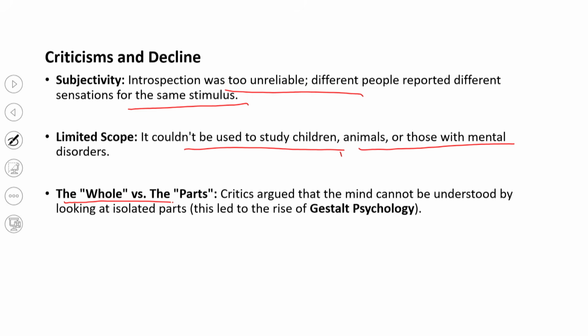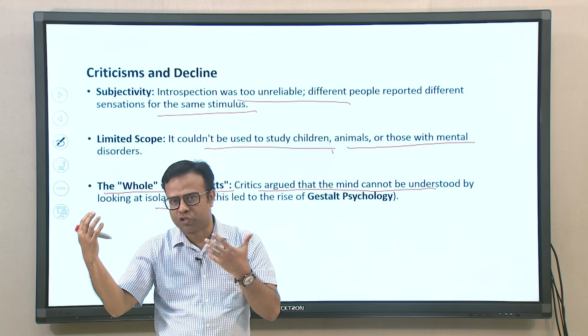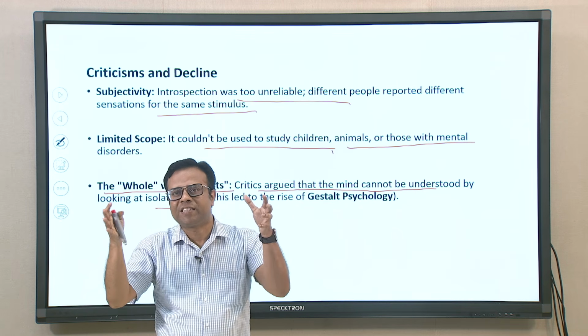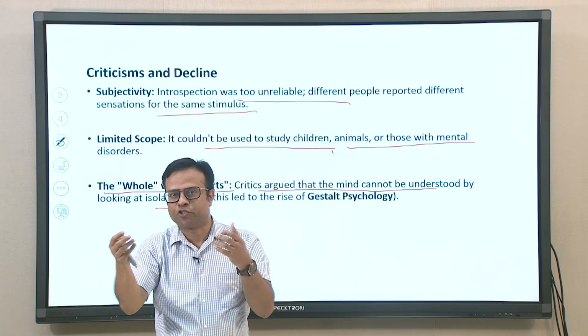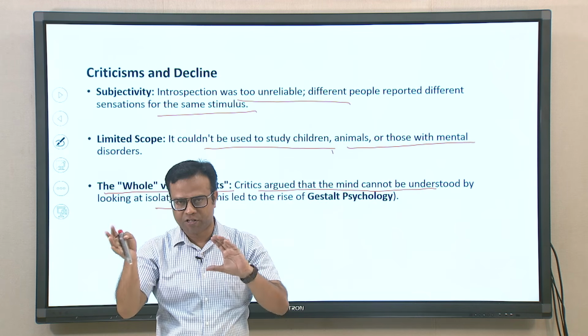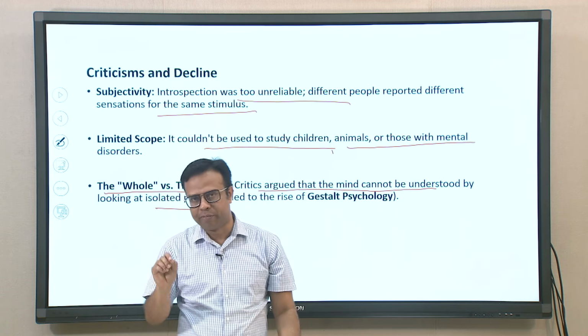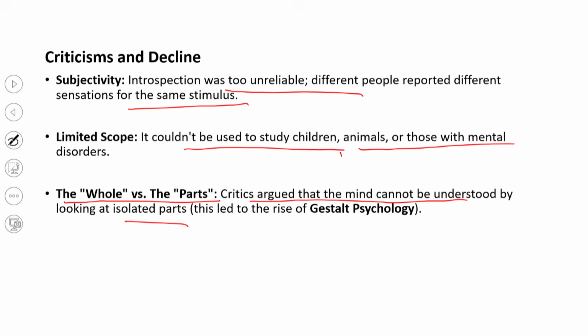And then the main criticism was the whole versus the parts, which led to the development of another school of thought called Gestalt psychology. The critics argued that the mind cannot be understood by looking only at isolated parts. You cannot understand the mind based on its components. Mind does not function like that. Mind works in a holistic way, and that led to Gestalt psychology, which we will talk about. Their focus is that the mind should be studied as functioning in a holistic way; you cannot break the mind into components. So, that was another idea that led to the decline of structuralism, which we will look at more elaborately later. This was the first school of thought.